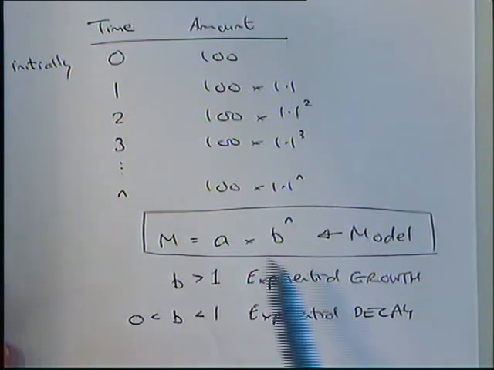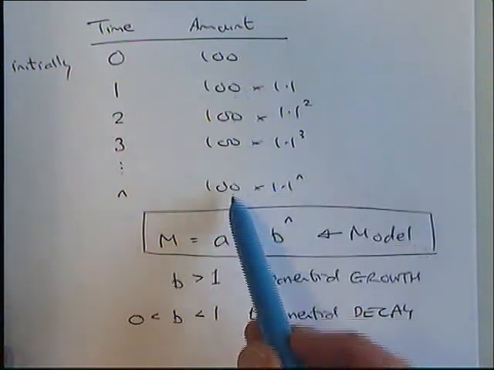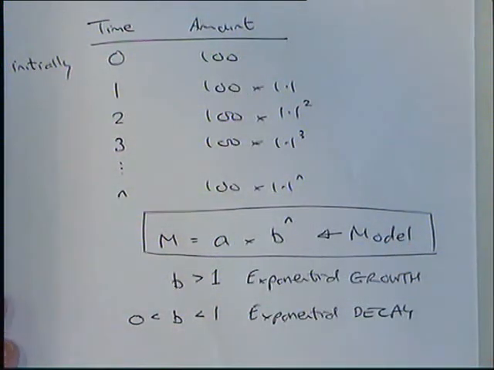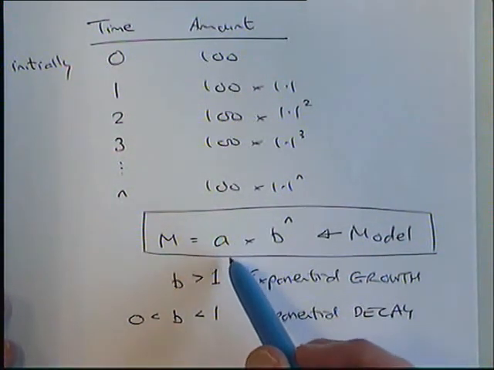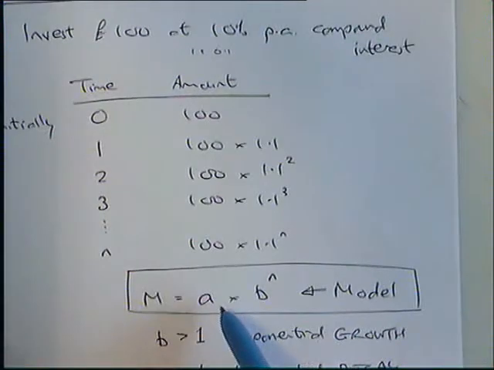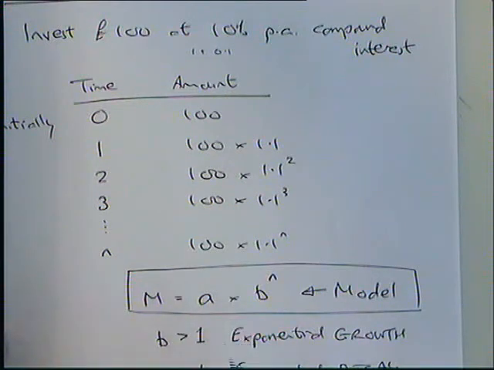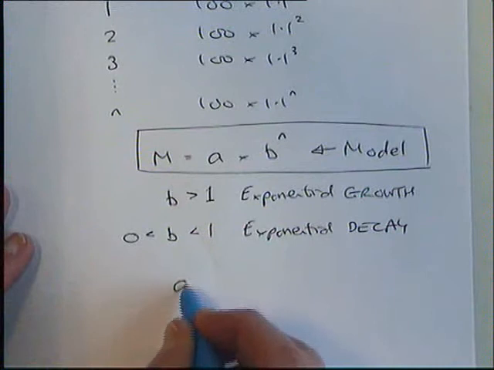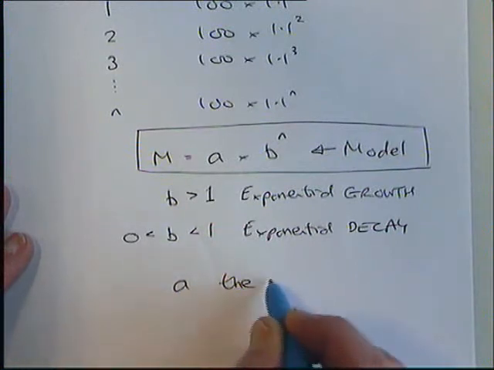Just before we go any further, this A, this number here, can anybody describe in words what this A is? If you look back at the original question, what's this A? Yeah, A is the initial amount, that's right, okay. So A is the initial amount.